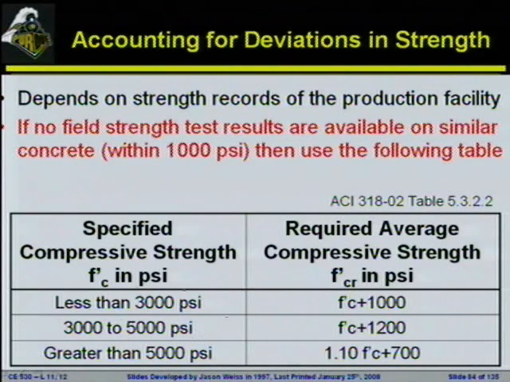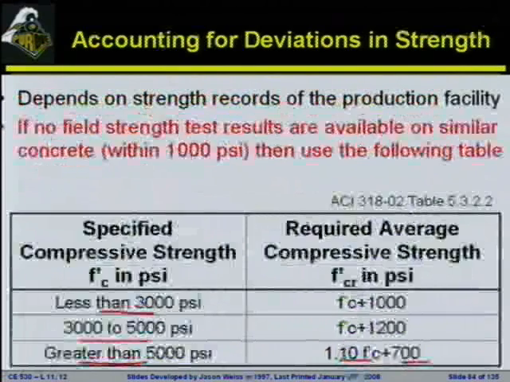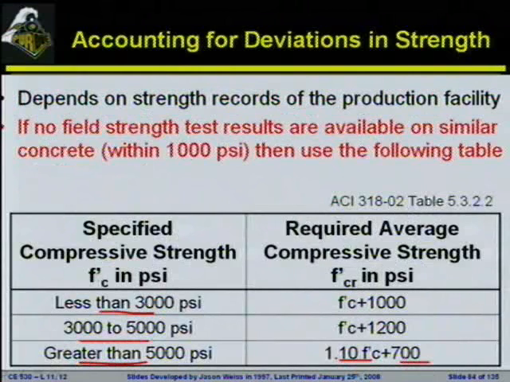So if your specified compressive strength is less than 3,000 psi, you're going to add 1,000 psi to it. Between 3,000 and 5,000, you're going to add 1,200 to it. Greater than 5,000 psi, 1.1 times f'c plus 700. Simple rules of thumb. These give you that margin of safety, that factor of safety that we were talking about. Now, unfortunately, since they're so simple and easy to use, any guesses? How conservative do you think these are? Very, very conservative.